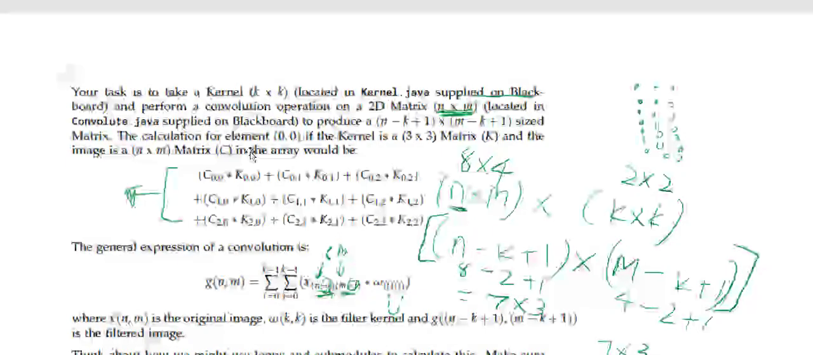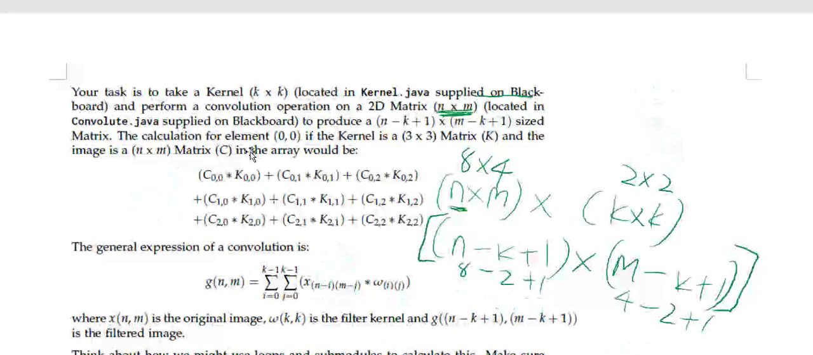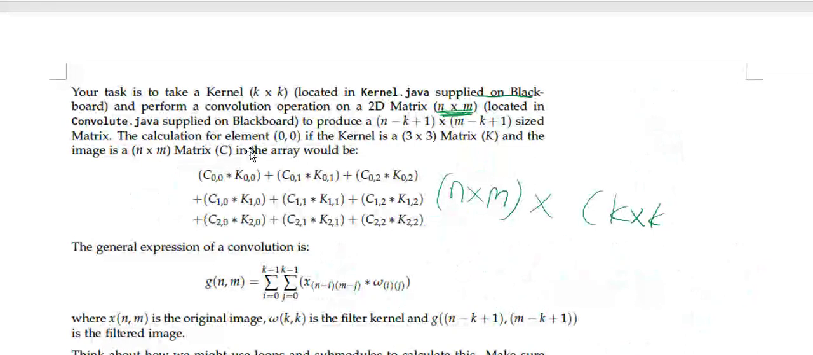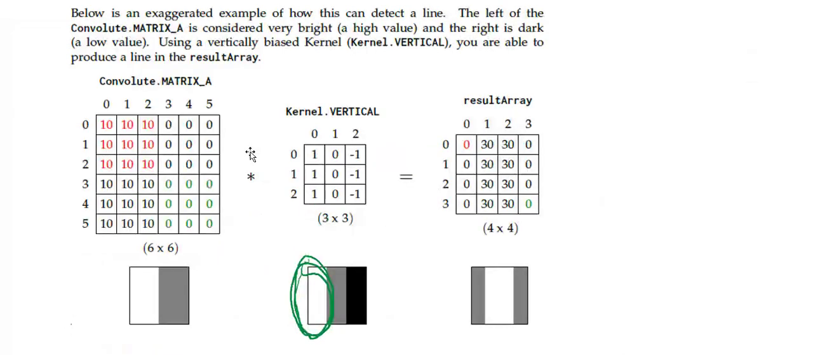Let me erase everything and show you how this actually works. So it gives you this vertical kernel. What you do is you take this and apply it to the first one.